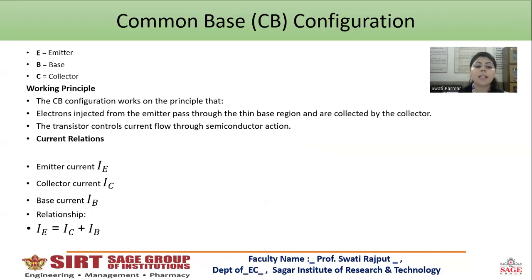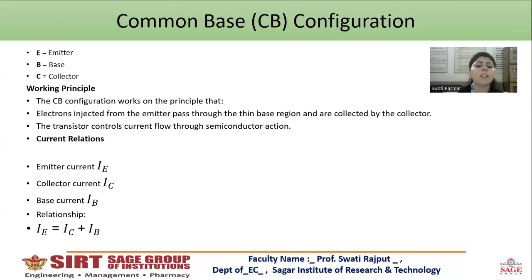Here, emitter, collector, and base. By the name, we can figure out what its work is. The emitter emits. What will it emit? Electrons or holes. What will the base do? It acts like a passage between the emitter and collector. Whatever is emitted, either holes or electrons, will pass through the base.